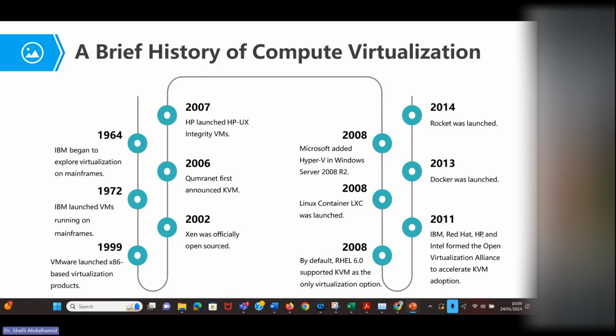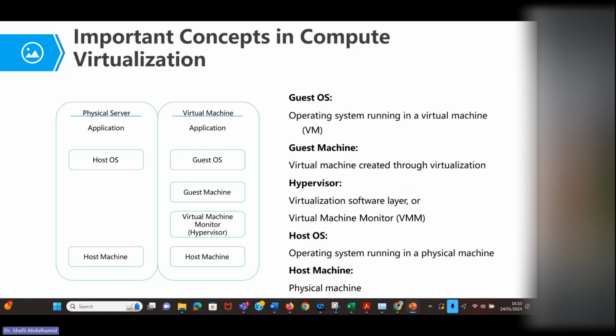In 2011, HP introduced another version of visualization technology, which is based on the Open Visualization Alliance. This is to accelerate KVM adoption. So this collaboration is between IBM, HP, and Red Hat. Docker was launched in 2013, and Rocket was launched in 2014. So basically, this is the timeline of the history or development of visualization technology that was recorded. Of course, I'm not so much interested in the history, so I just tried to read it through for you. There wasn't much to explain for the history, so let's go to the important concepts.